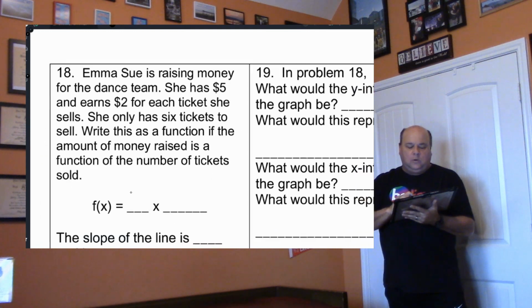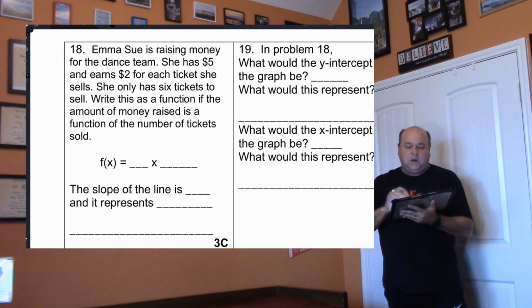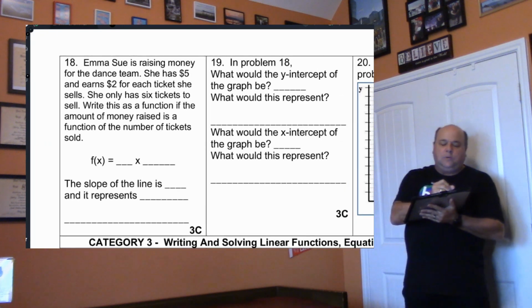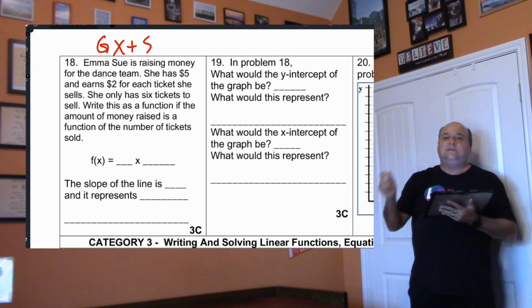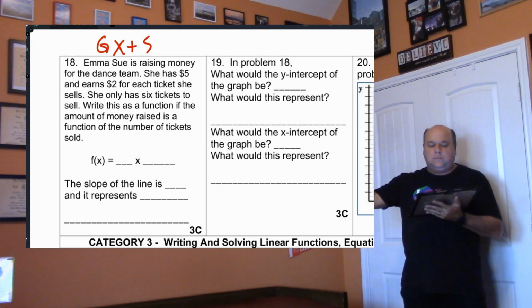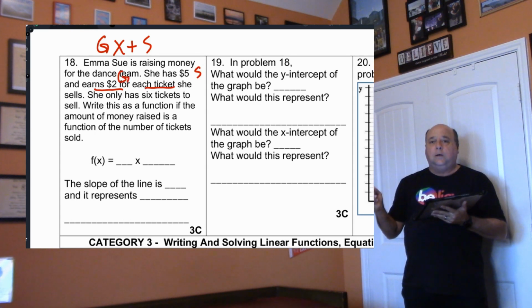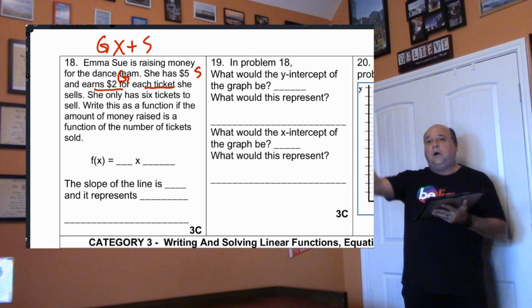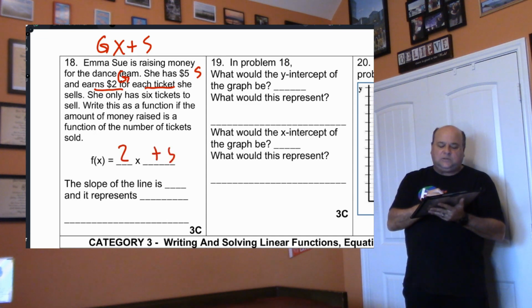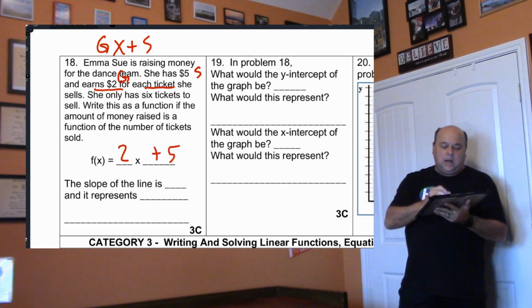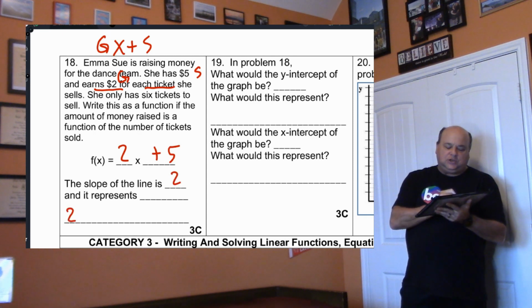Okay, we are rocking and rolling. Remember on these problems, you need the growing number and the starting number. GX plus S. Growing number, starting number. So she has $5. That's her starting number. And she earns $2 for each ticket. That's the growing number. Since she's earning money, the price is going to go up. So it's going to be 2x plus 5. The slope of the line is 2. The amount of money raised is a function of the tickets, $2 per ticket.